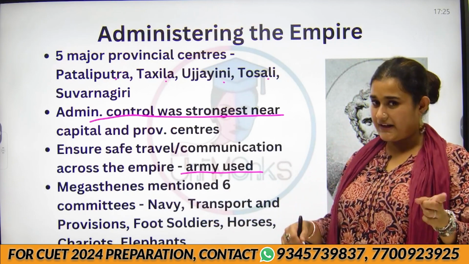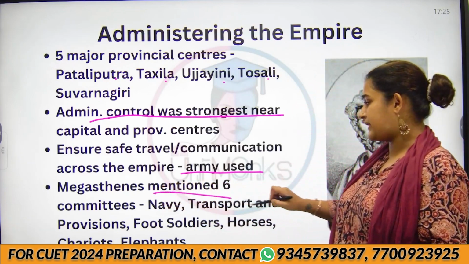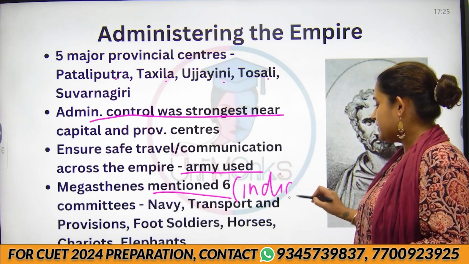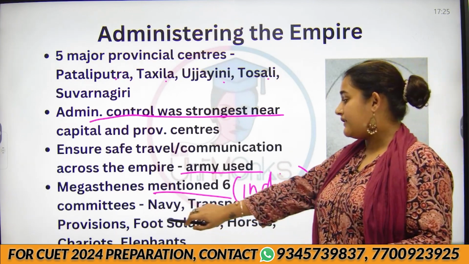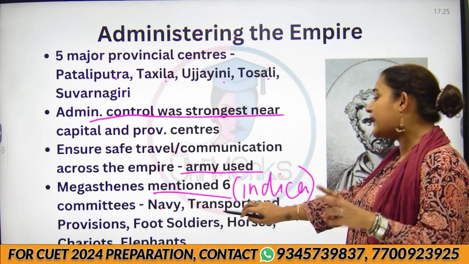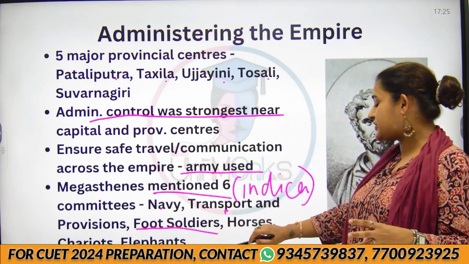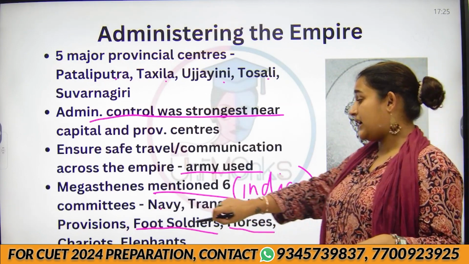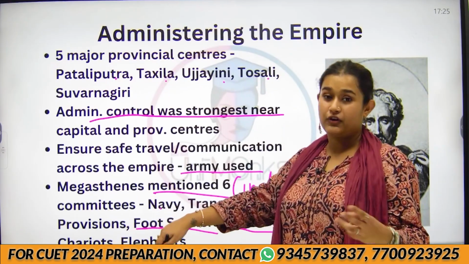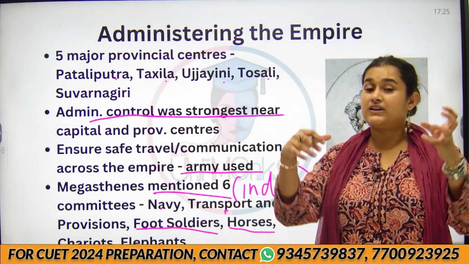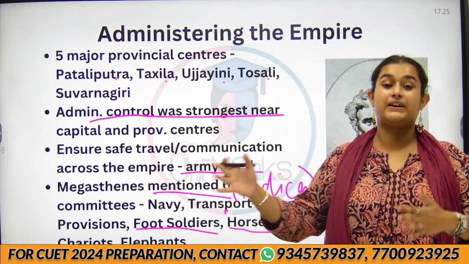Megasthenes in Indica mentions 6 committees, okay. One responsible for the navy, one responsible for transport and provisions, another one for the foot soldiers, another for the horses, then for the chariots and for the elephants, alright. It was very systematic, alright, not some hodgepodge game, it was very systematically administered.